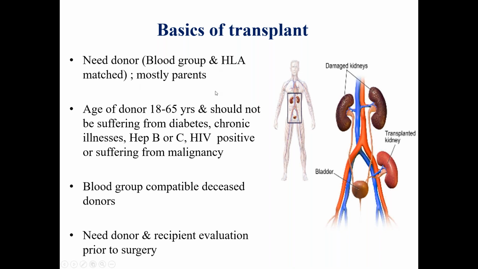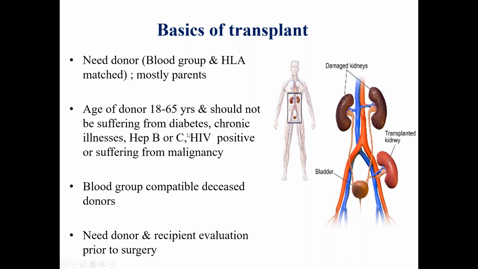And in children, this is mostly the parents. Sometimes grandparents, if they are young, can also be considered as potential donors. The age of the donor is anywhere between 18 to 65 years. Usually, we don't take donors beyond 65 years because the kidney functioning would be reduced after that. So you don't want a reduced functioning kidney to be placed in a child who needs a kidney transplant for fairly long periods of time.